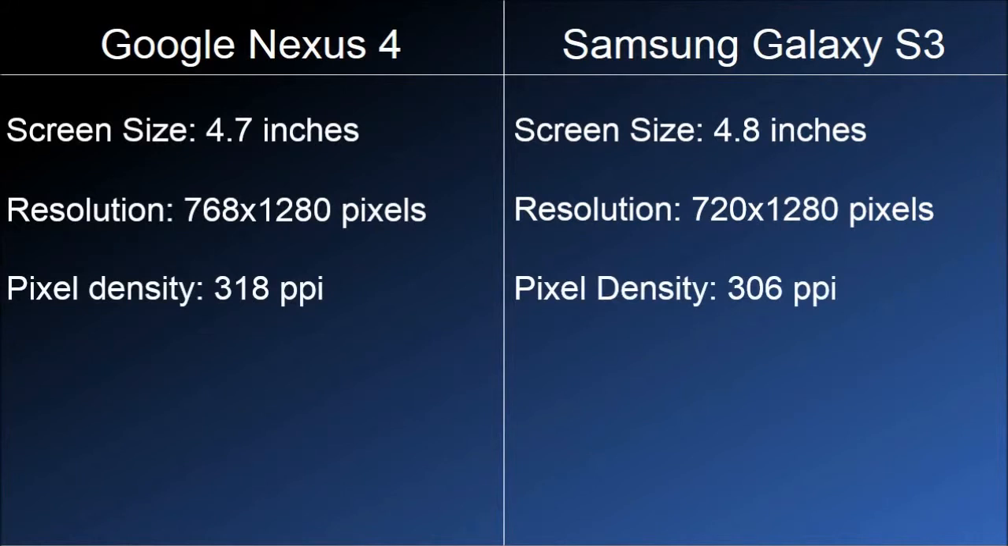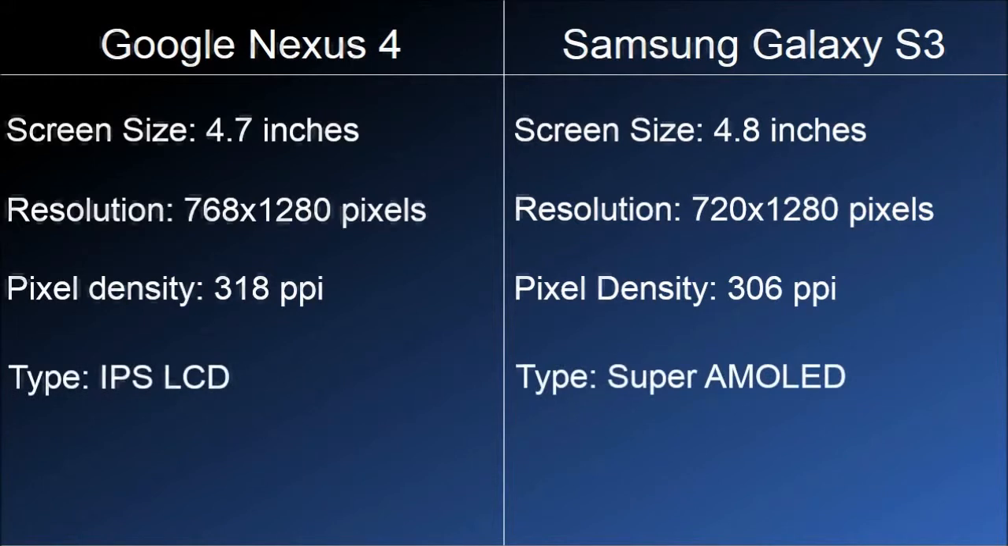This therefore results in a greater PPI for the Google Nexus 4. It has 318 pixels per inch, whereas the Samsung Galaxy S3 has 306 pixels per inch, which isn't that noticeable, but it could be noticeable for many of you out there. The screen type is different on both of them. On the Google Nexus 4 you have an IPS LCD display, and on the Samsung Galaxy S3 you have a Super AMOLED display.